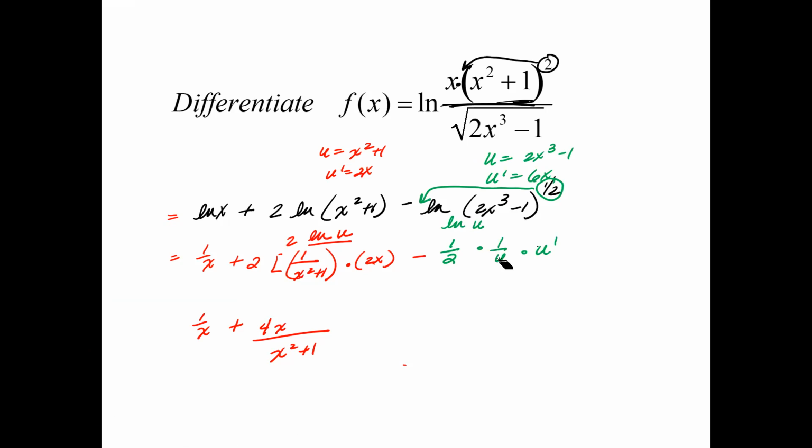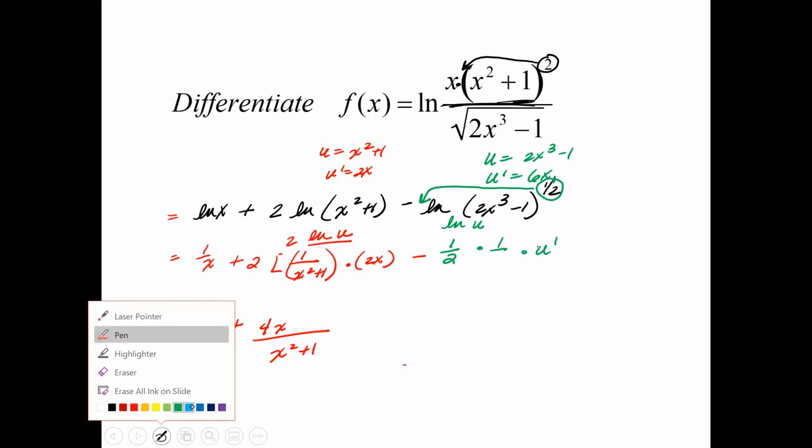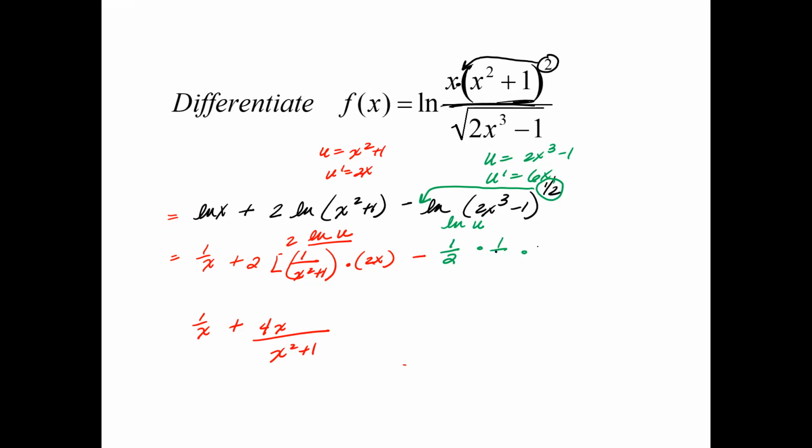So I'm going to go ahead and replace my u and u prime. U is going to be replaced with 2x to the third minus 1. u prime is going to be replaced with 6x. Now I want to clean this up a little bit. So 6 and 2 gives me a 3x. So that's going to be a 3x on top, 2x cubed minus 1. And this is your answer, you guys. That is it.